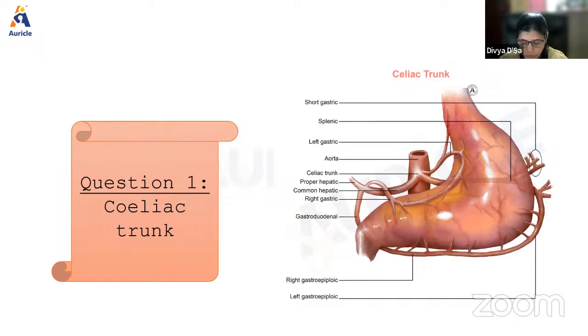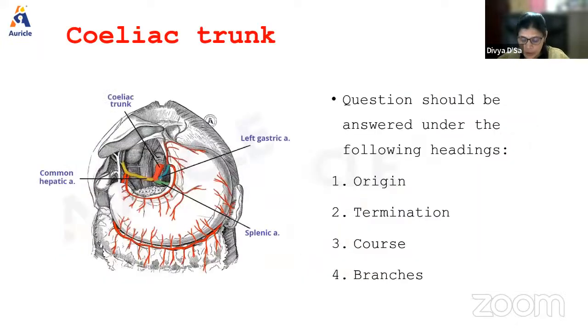Next we move on to the celiac trunk. Celiac trunk is one of the branches. Again, for any artery we write under origin, termination, course and branches.